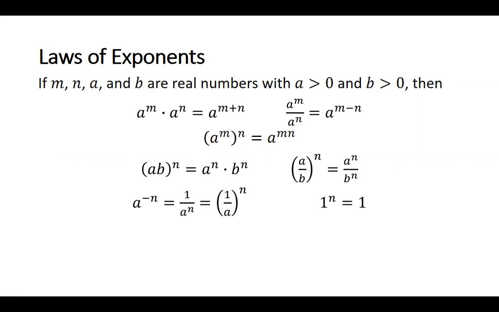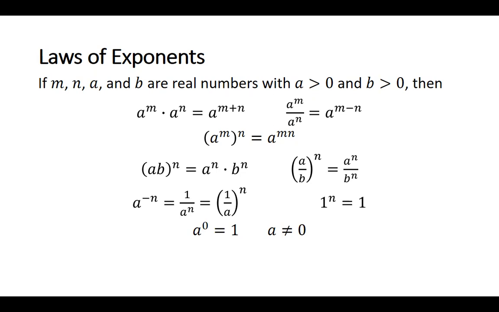a to the negative n is equal to the reciprocal, 1 over a to the n. So if you have a negative exponent, you can just change that from the numerator to the denominator and make it a positive exponent. Or if you have a negative exponent in the denominator, you can change it to the numerator and make it positive. And that's also equal to 1 over a to the n, because remember, 1 raised to any power is going to be 1. So you really have 1 to the n over a to the n, so that's 1 over a to the n. And then 1 to the n is equal to 1, just as I said.